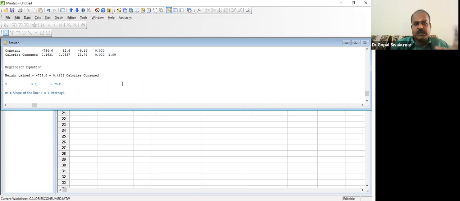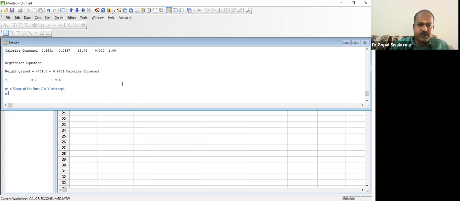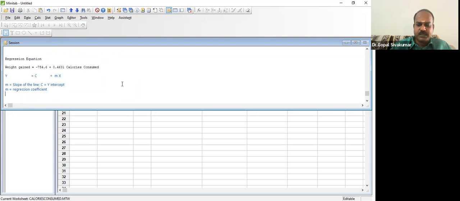Now, what does it mean? The m will help you. M is also known as regression coefficient. And now look at the m value. When the m value or regression coefficient is positive, that means the relationship is positive. That means when I increase the X, Y will increase. That we have understood in correlation itself. Regression also conveys the same information.